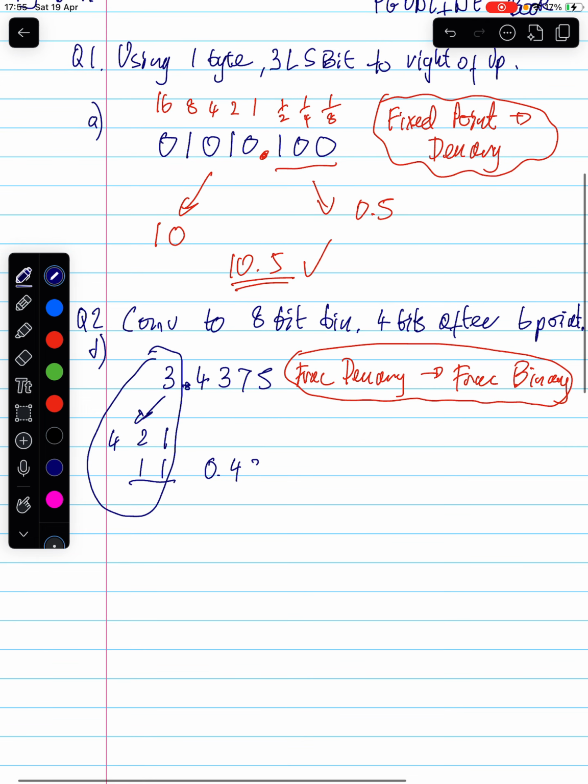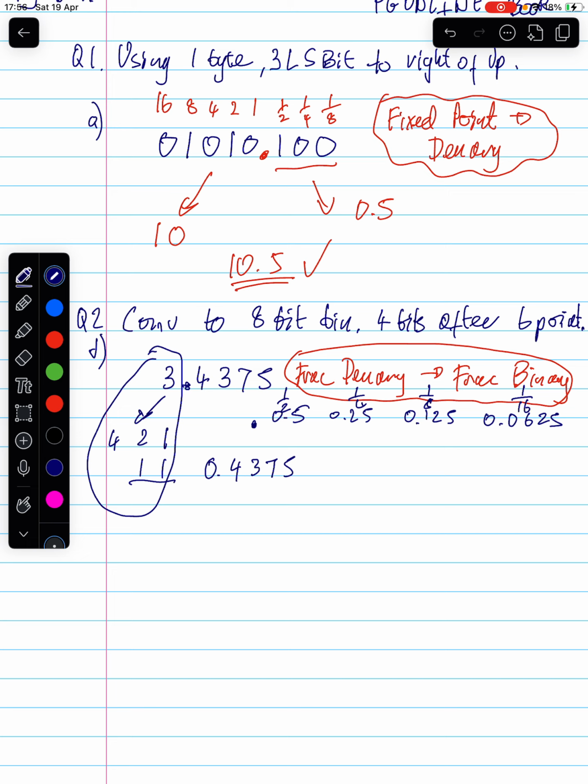So 0.4375. Now what we're going to do is take away the column headings of the fractional binary. So what are they? After the decimal point, they're 0.5, 0.25, 0.125, and 0.0625. And you should learn them. Those are obviously the same as a half, 1/4, 1/8, and 1/16.